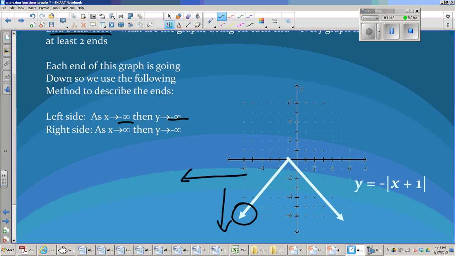The right side. What's it doing on the right side? As x goes to infinity, y is going to negative infinity. X's are getting bigger, y's are getting smaller, going down.